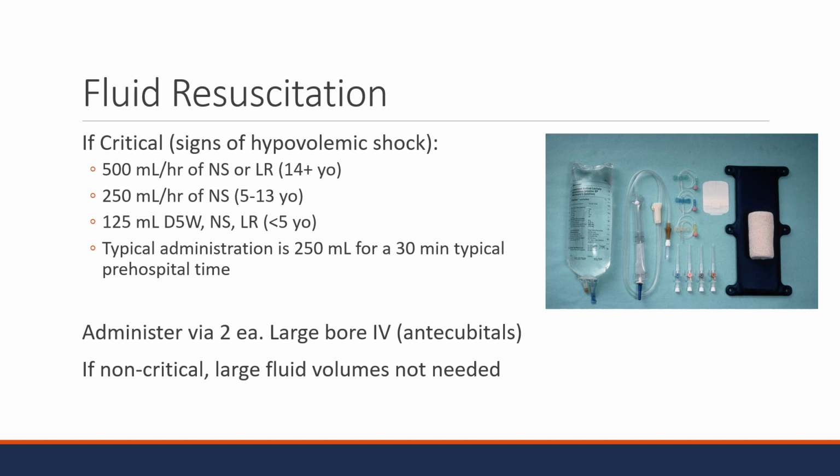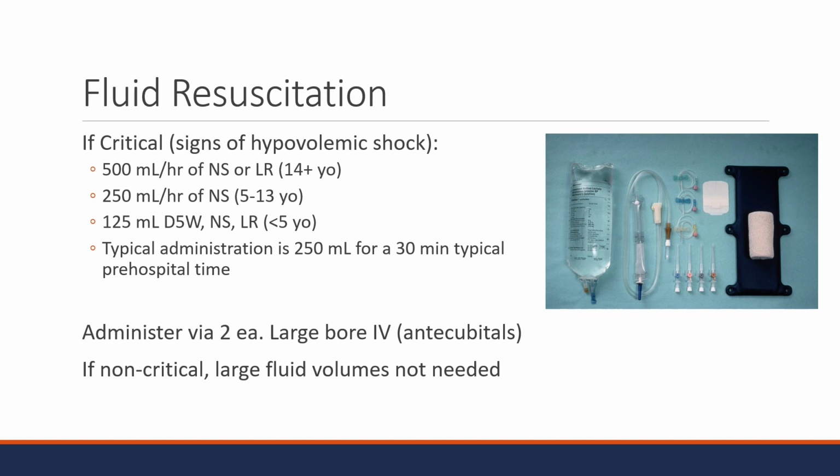We're going to give 500 milliliters per hour of normal saline or lactated ringers for anyone over 14 with those critical burns. 250 for anyone 5 to 13, 125 for anyone below 5. That 125 is not going to be a continuous administration. We're going to be paying attention for any fluid overload with them. The recommendation is 250 as what you're giving for 30-minute pre-hospital time. So transporting the patient about half an hour, we're giving them about 250 total.